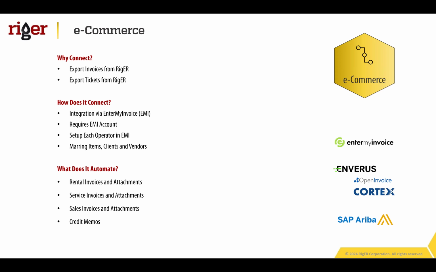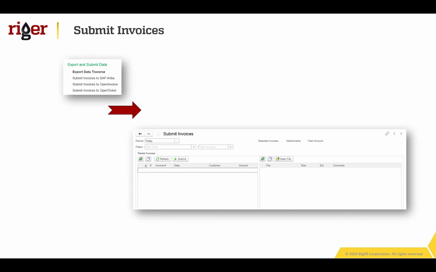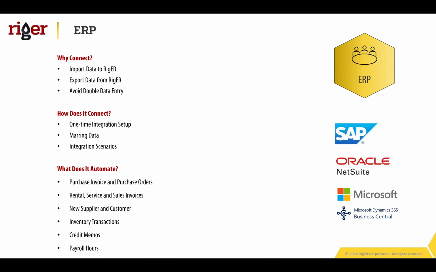within RigER. Rental invoices with attachments, service invoices with attachments, and sales invoices with attachments can be sent to those e-commerce platforms. It's very similar to what we just saw with the QuickBooks integration: you go to submit data and submit invoices, select the period, see where it should go, add attachments, and send to Open Invoice, for example.